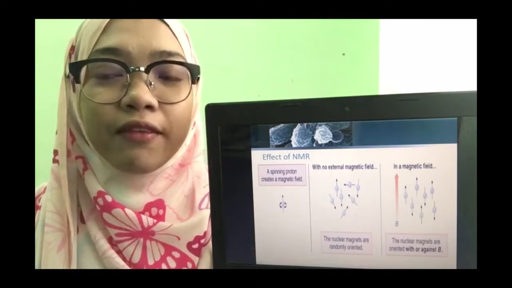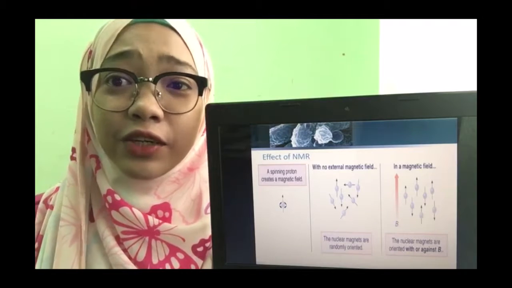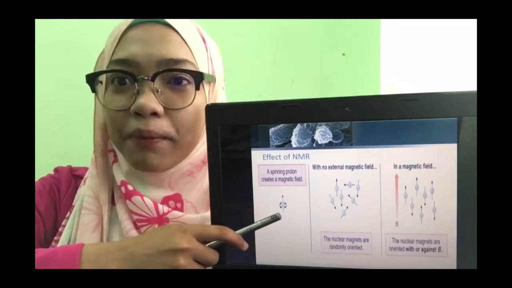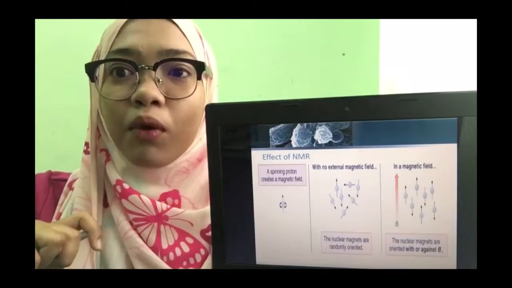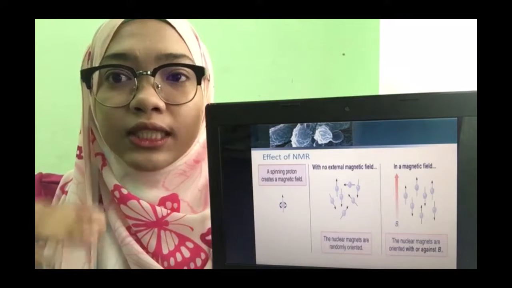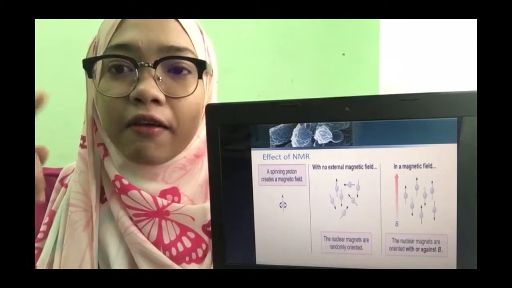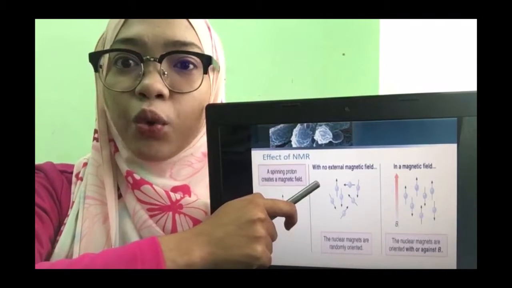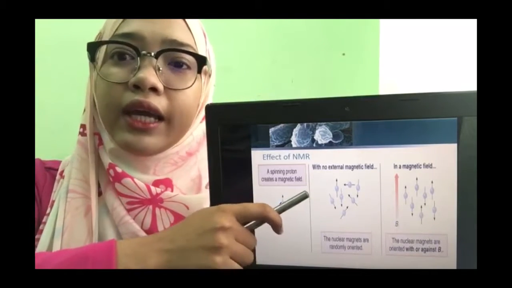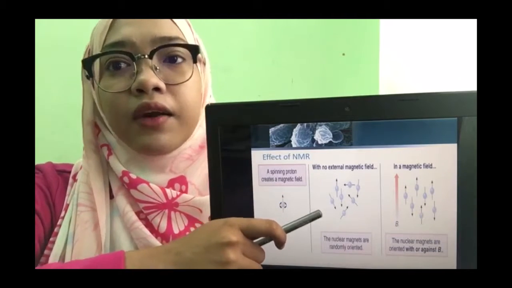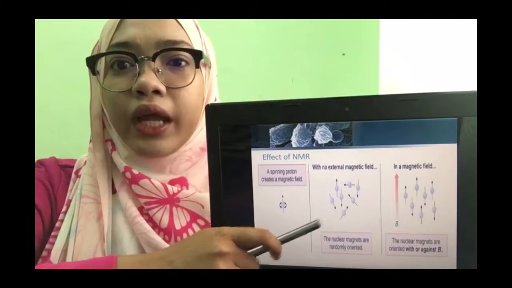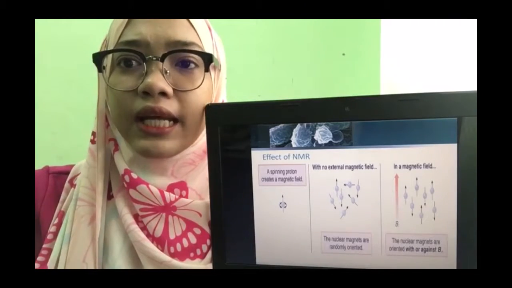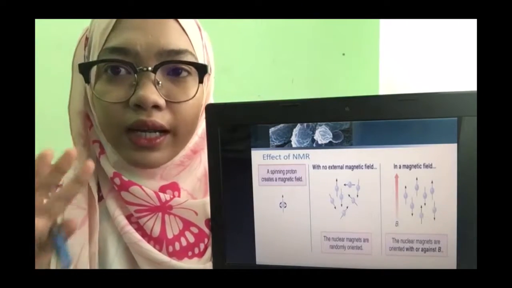Now I will proceed with the effect of nuclear magnetic resonance. As we can see here, this is a spinning proton that creates a magnetic field. There are two different ways which affect the nuclear magnetic resonance. First, the effect of nuclear magnetic resonance with no external magnetic field, where the magnets are randomly oriented. The second way is in a magnetic field. In a magnetic field, the nuclear magnets are oriented with or against B.